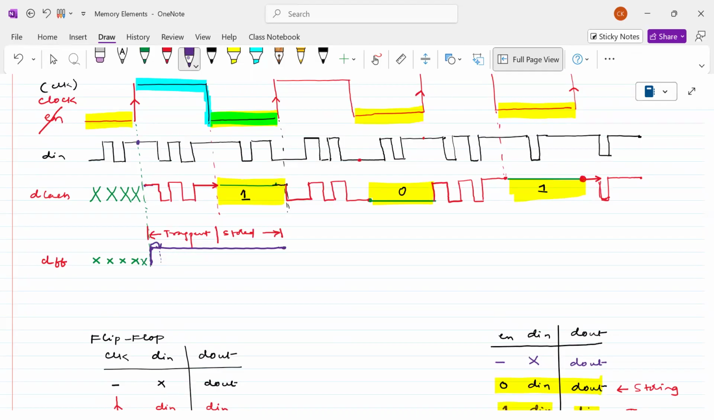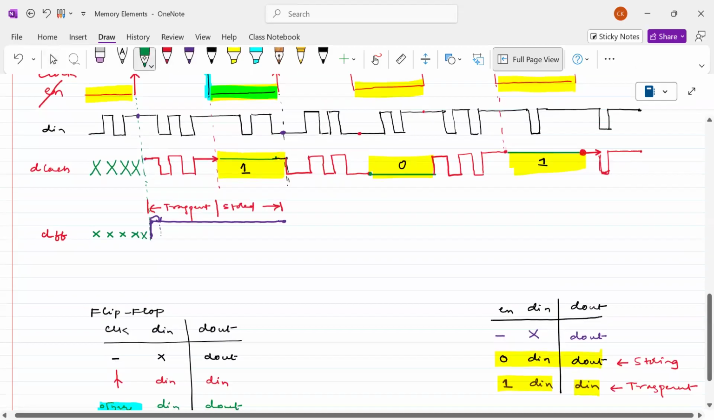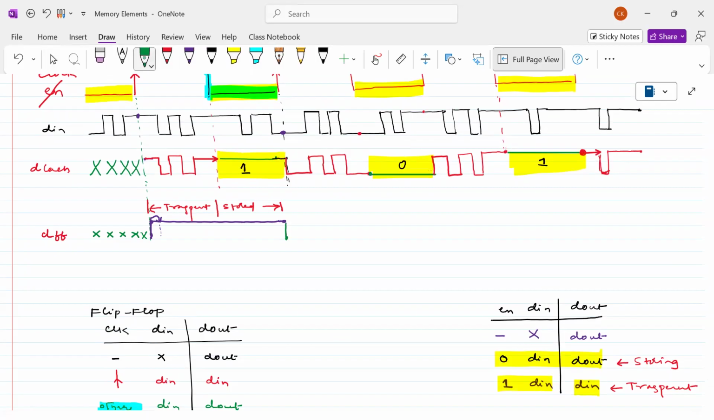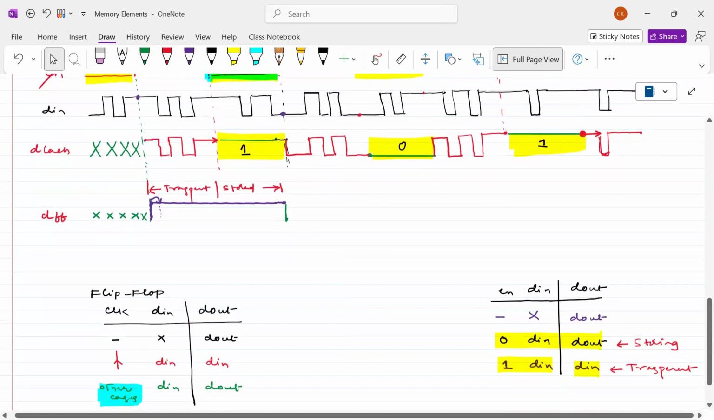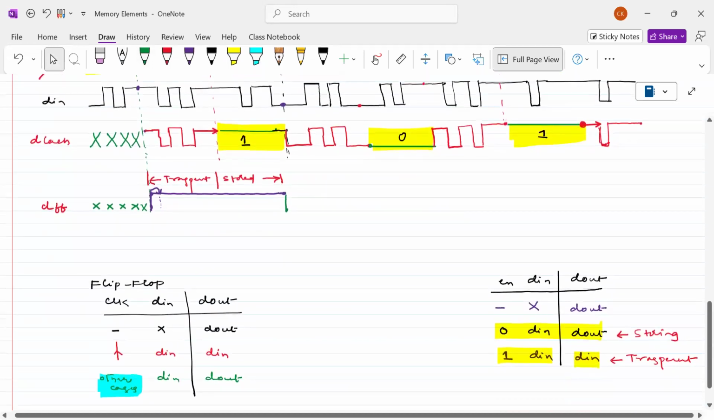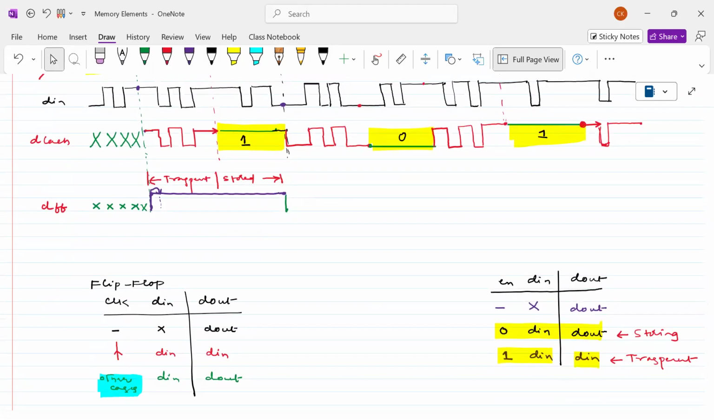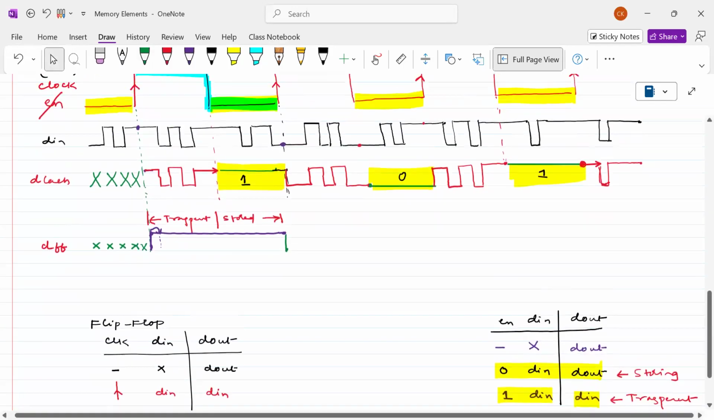Now at this edge, what can you see? Logic 0. Therefore, logic 0 is assigned, and this is the value that is available at D out now. For the next case, high values, what will it come under? Other case. Other case means the previous value. Already D out is available within it, therefore that will be continuous until the next positive edge.